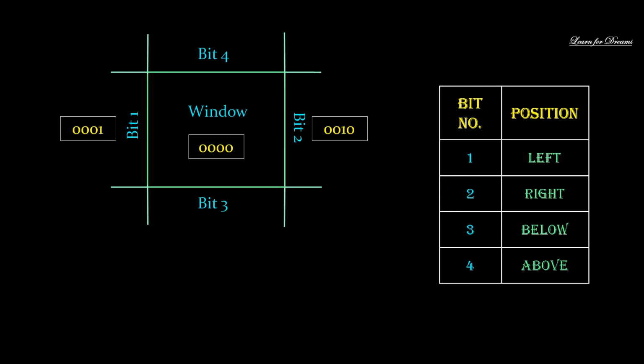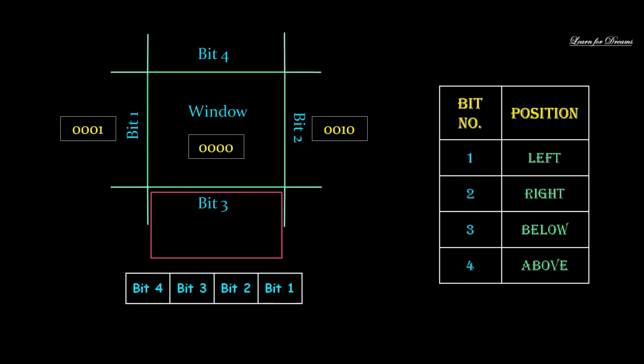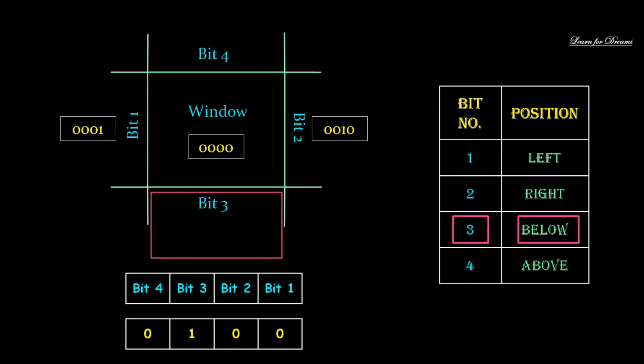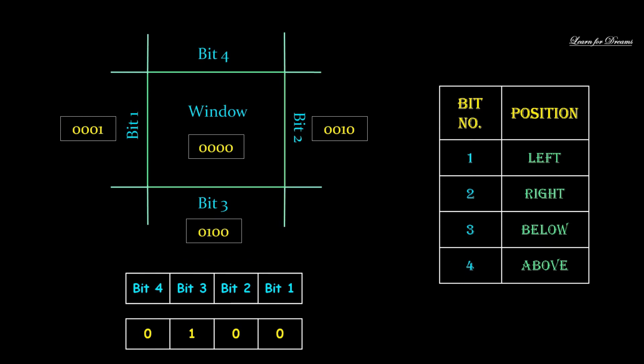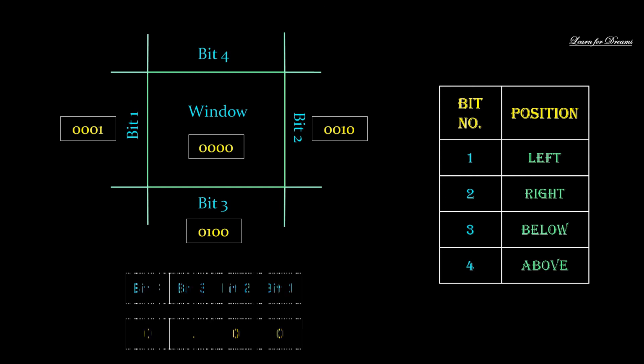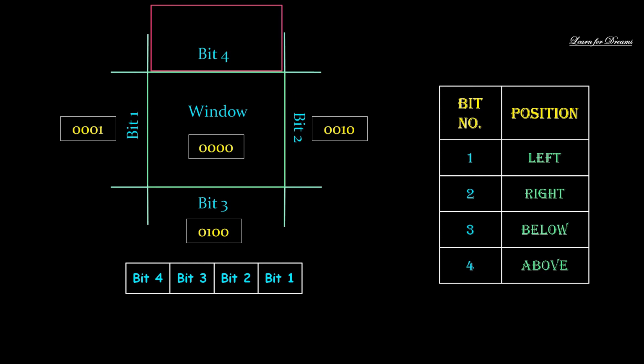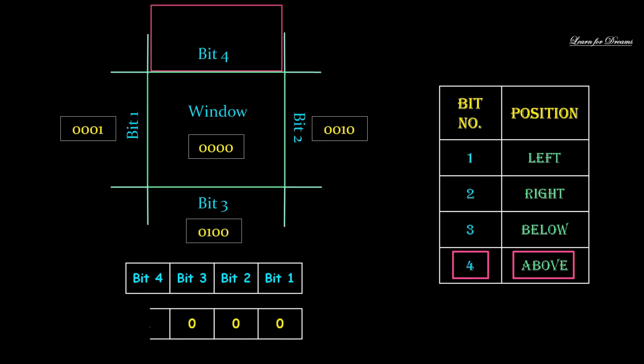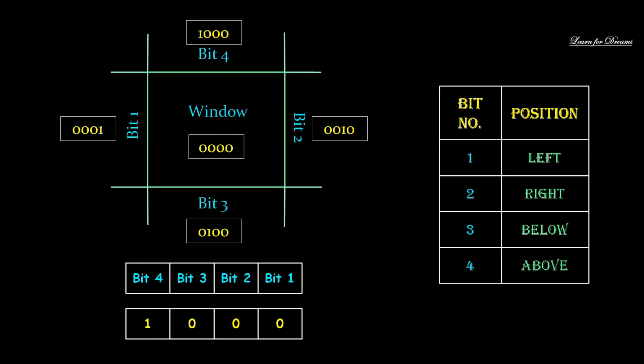Now for the next region, as it is below the window, only bit 3 value will be 1 and all other bit values will be 0. The bit representation for the region becomes 0100. Similarly, this region is above the window, hence bit 4 value will be 1, all other bit values will be 0. The bit representation for the region becomes 1000. Okay? Now let's see for remaining regions.